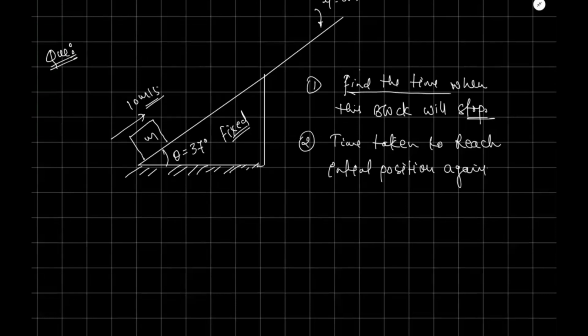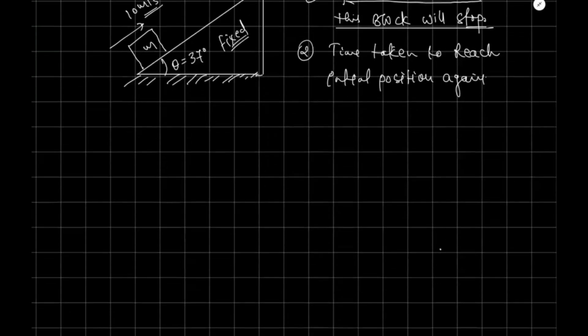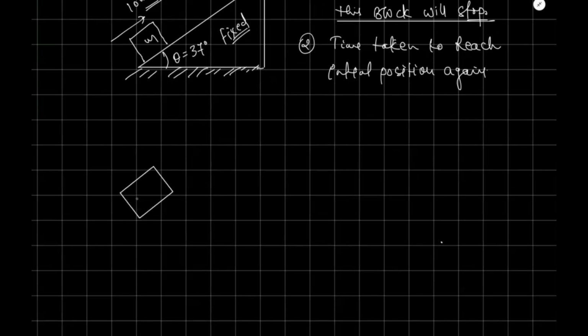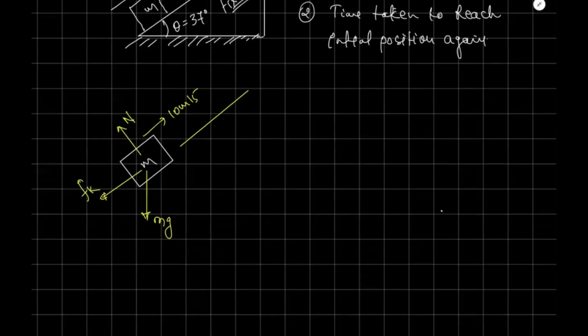So the first question given to you is, find the time when this block will stop. So what do we do first? Let's make its free body diagram once. So this is your mass m. We'll draw all the forces. What are the forces that are acting? In this direction it is mg, and in this direction it is normal reaction. It is moving upward with a speed of 10 meter per second. So friction force will act in this direction, opposite to relative velocity. And we have to solve our question along this direction. So we'll take the components of the force. We know this angle here, so we will get mg cos theta, and in this direction you will get mg sin theta.